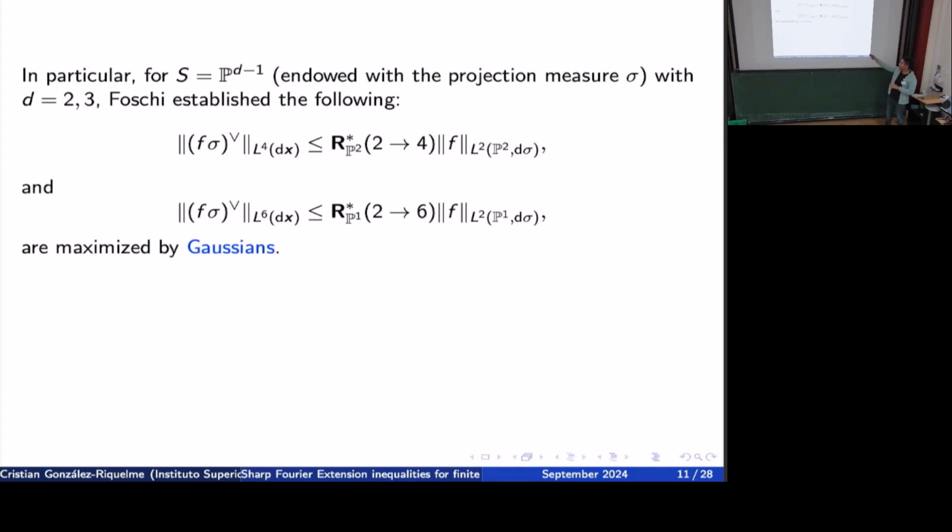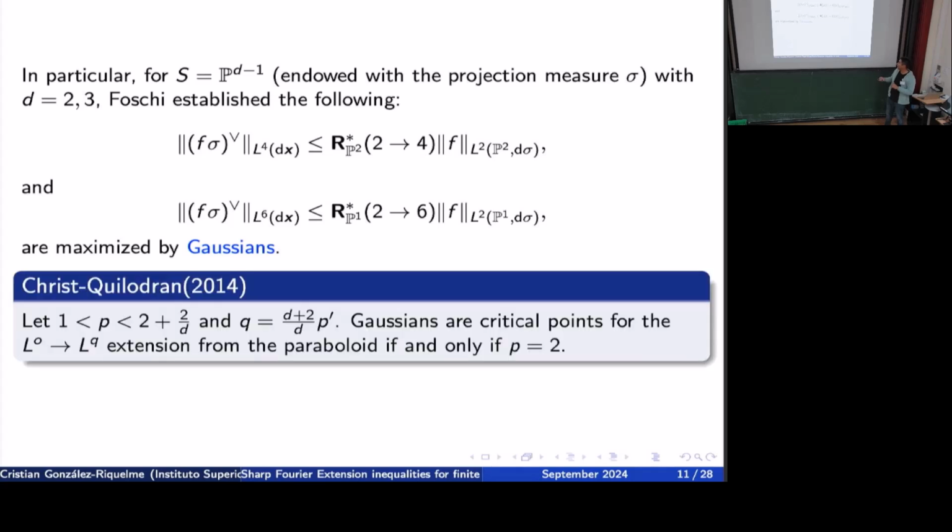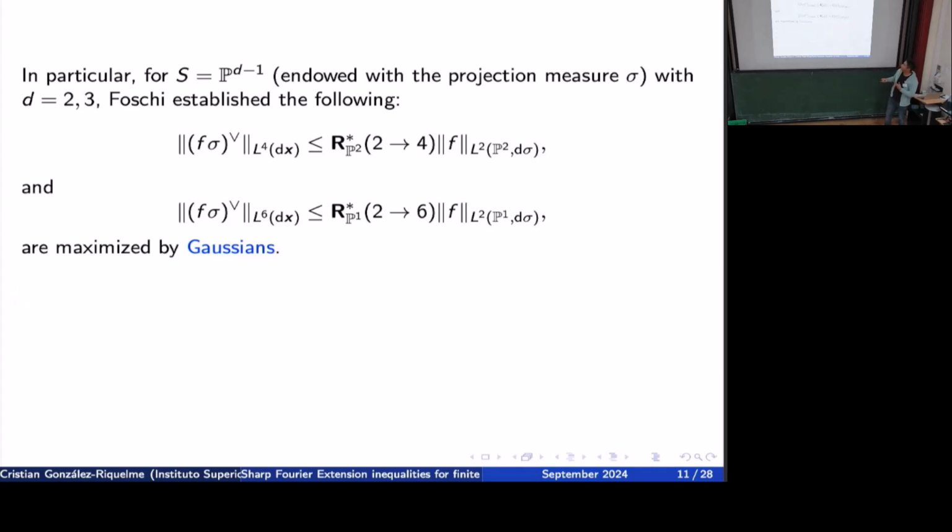And they are maximized by Gaussians. So you can think, first, you know it for 4 and 6, and that's it. Yeah, I would talk a little bit about that later. There are some other results, but these kinds of problems you need to be very lucky to solve them. So in particular, that's the starting point.